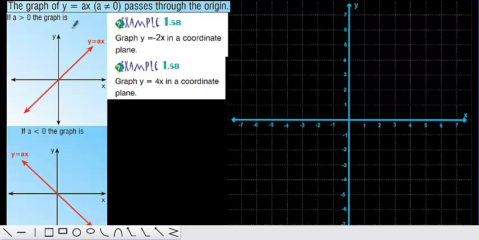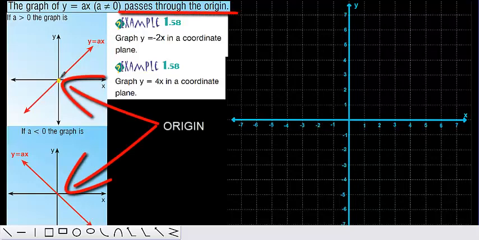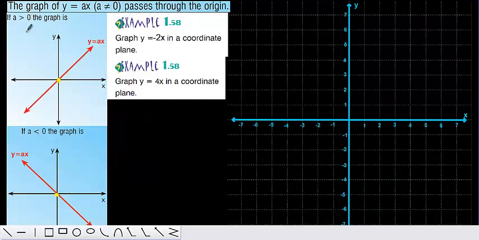Here the important part for the y is equal to ax line: it's always passing through the origin. Here this is the first one, and here it's also given if a is greater than 0, it's from first quadrant to third quadrant. If a is less than 0, it is from second quadrant to fourth quadrant. So it's going to lie on the second quadrant and the fourth quadrant. If a is greater than 0, it's going to lie on first quadrant and third quadrant.